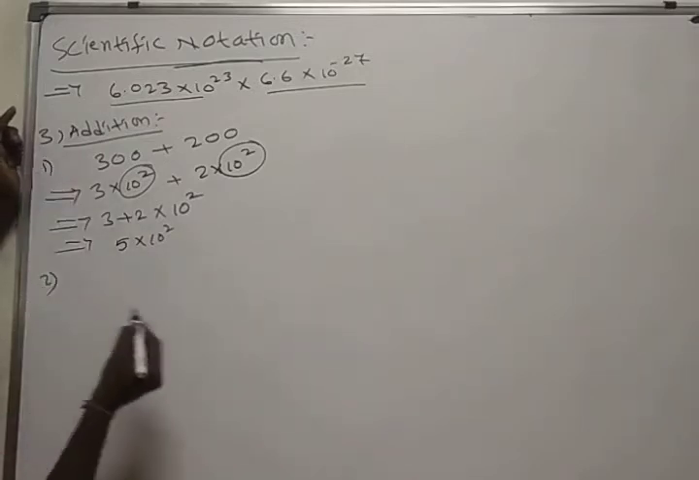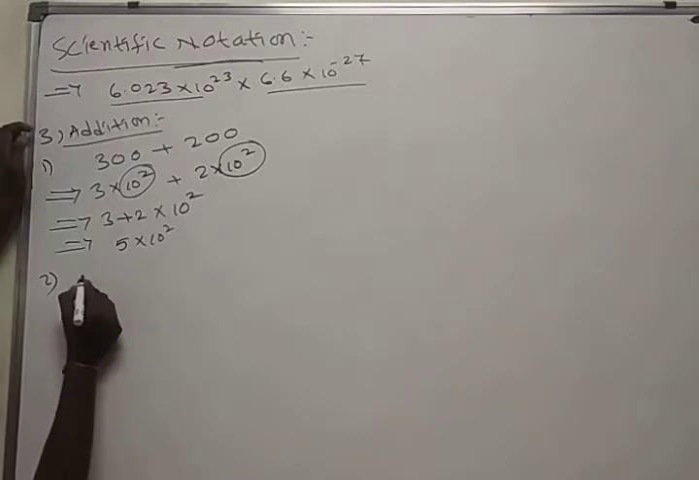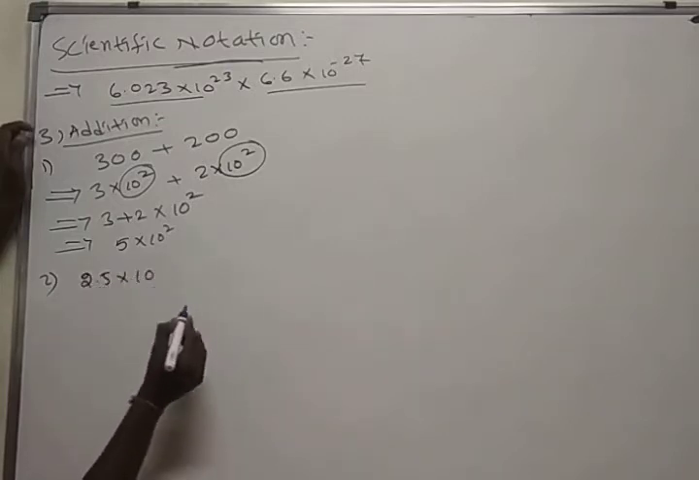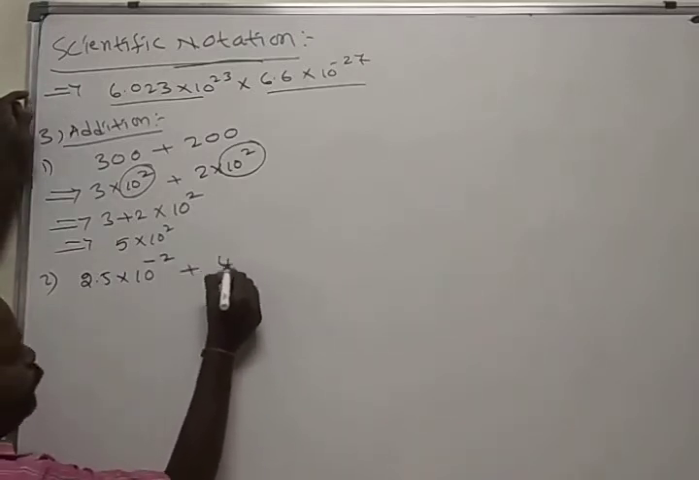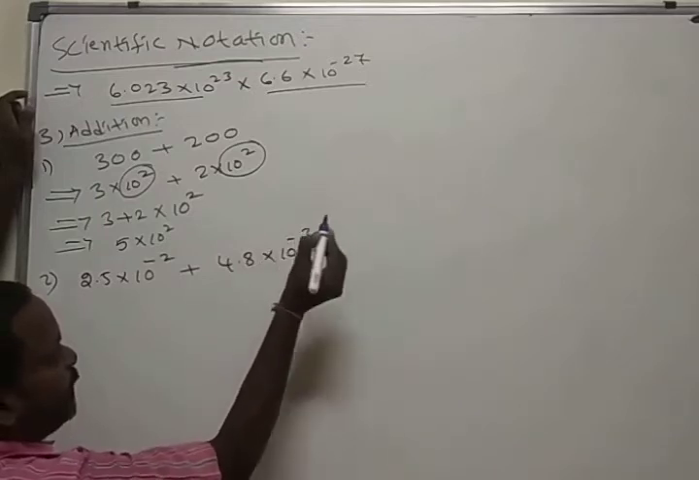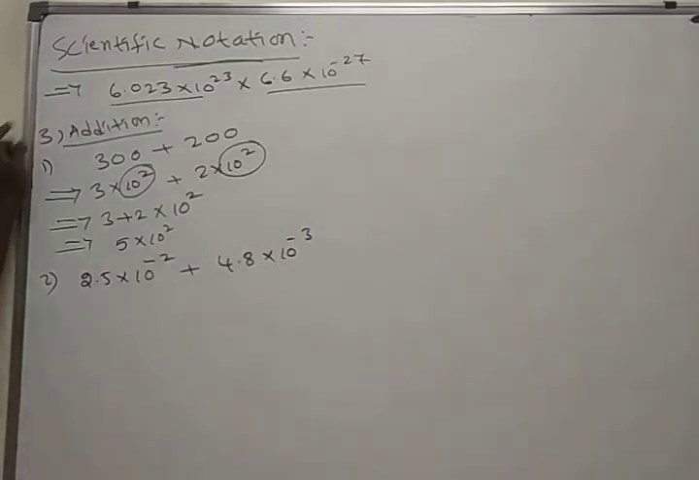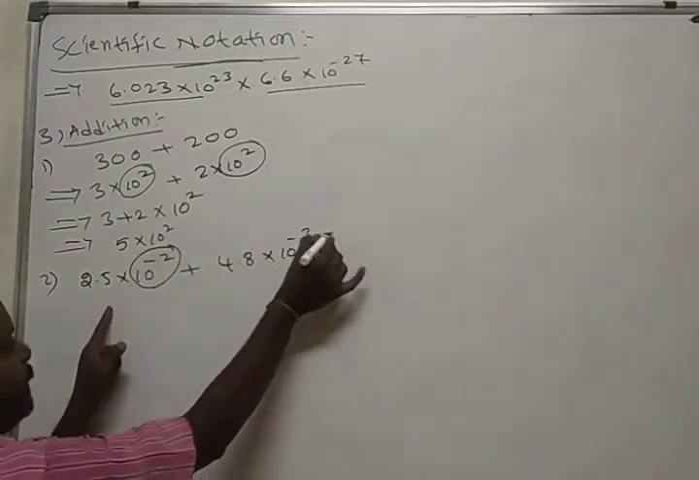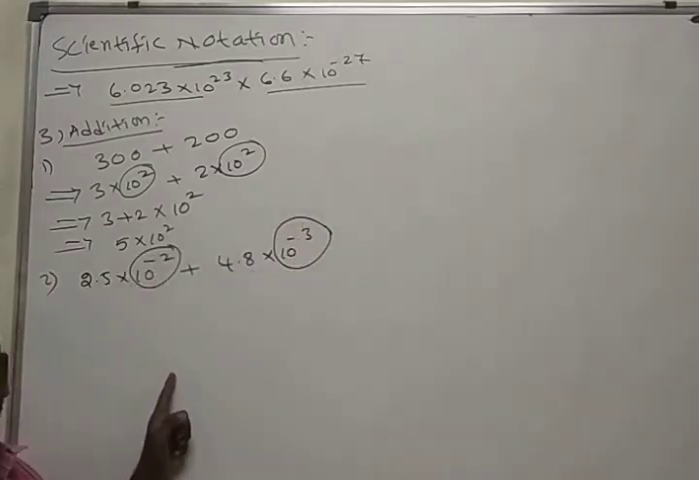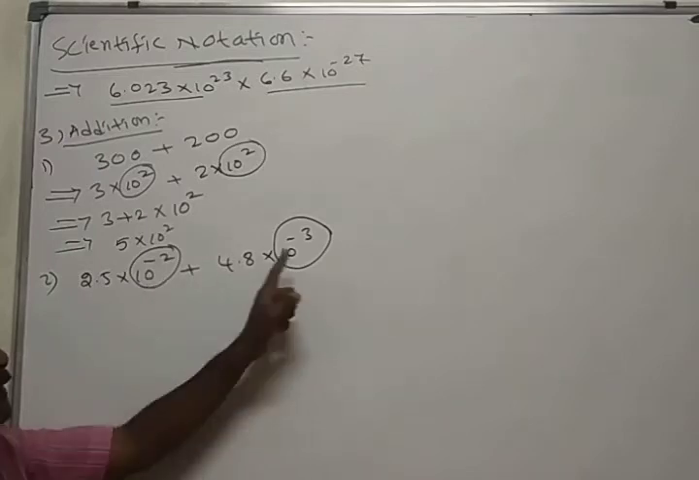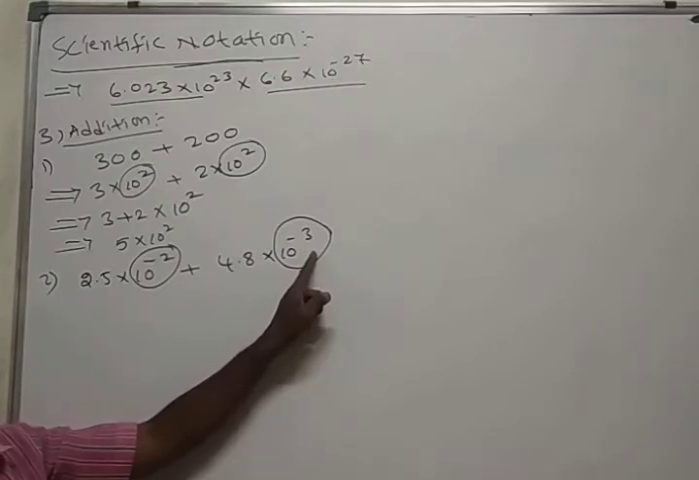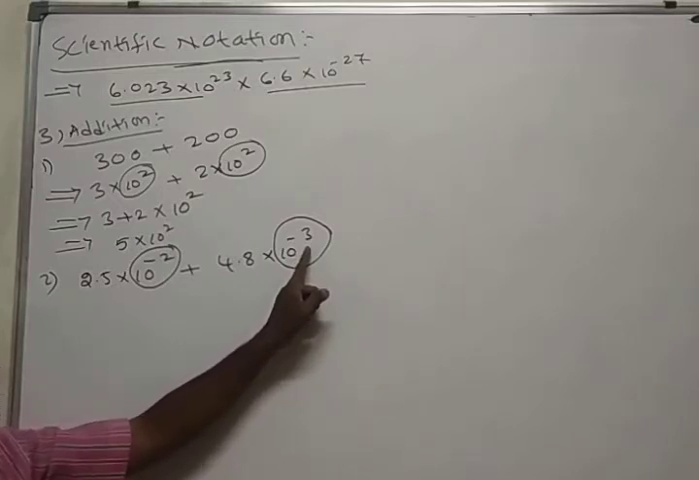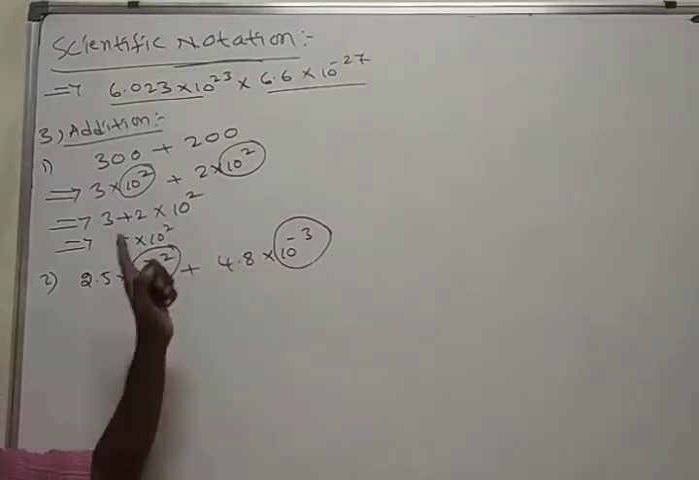This is the one term. Second, we do 2.5 into 10 to the power of minus 2, plus 4.8 into 10 to the power of minus 3. Here the bases are not equal. Here 10 to the power of minus 2 is there, and here 10 to the power of minus 3 is there. You have to take the common one. That means this minus 3 we convert into minus 2.